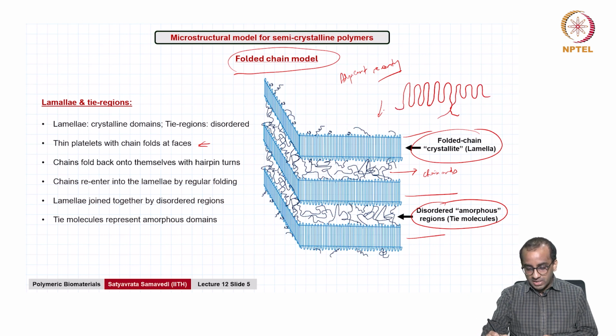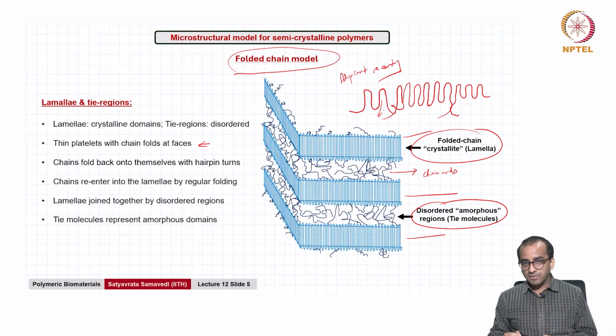And likewise here, you can have another chain that takes over and builds up the lamella here. So, you can already see, although we are talking about a crystallite folded chain ordered region, even within the lamella you can have some defects that can reduce the overall crystallinity, and that is something that we should keep in mind.